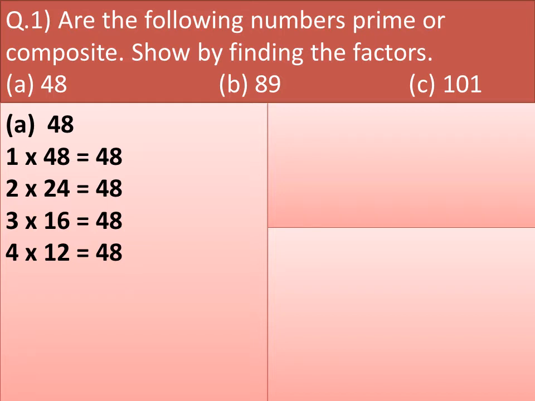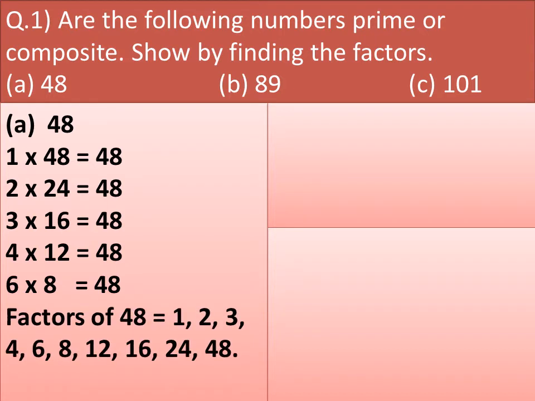Is 48 divisible by 6? Yes, the product can be written as 6 multiplied by 8 is equal to 48. Is 48 divisible by 7? No, it is not. So leave it. Then we move on to 8, which is already covered here. When we know that we have covered all the possible products of two numbers, the factors of 48 are 1, 2, 3, 4, 6, 8, 12, 16, 24 and 48.